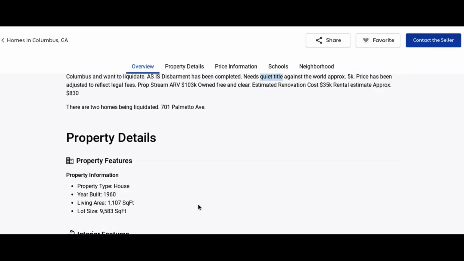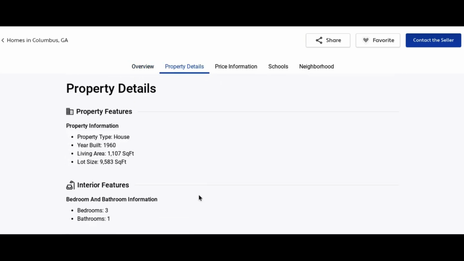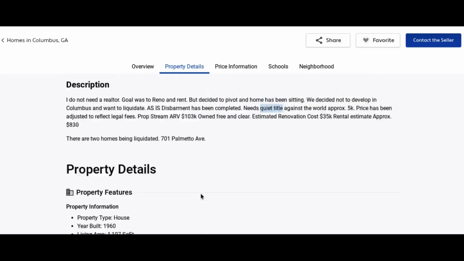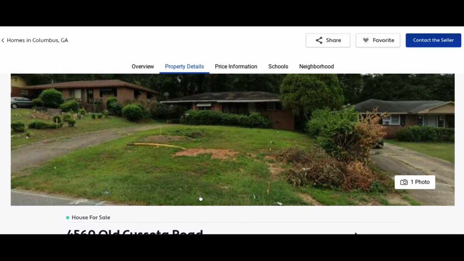Same house was built in 1960. It's got 1,107 square feet. Okay, that's fine. They're saying 3-bedroom, 1-bath. All right, so we have an outside shot. Let's take a look at where this thing's located and street view.